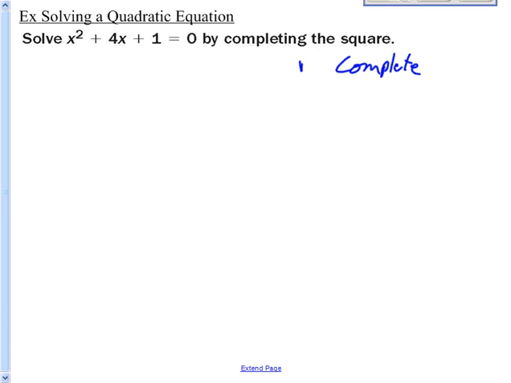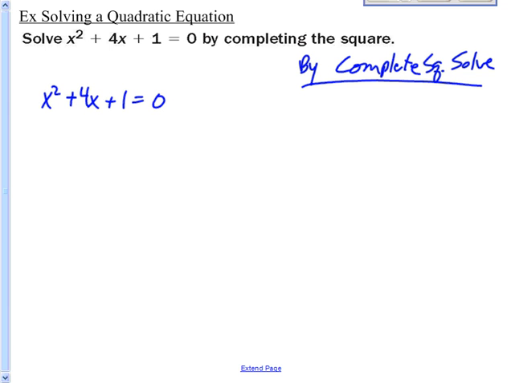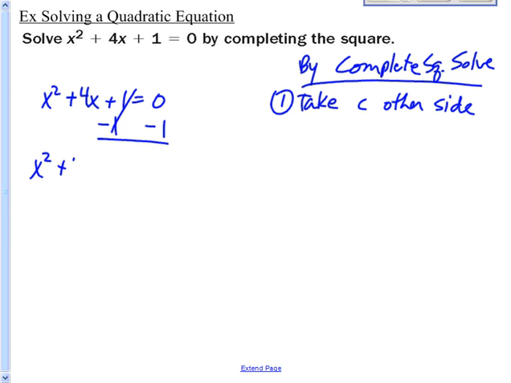Okay, so by completing the square, we're going to solve this thing. The first thing we do, step one, is we take the c to the other side, since this thing doesn't factor. So we just forget about this for a minute. And this is, by the way, as long as your a value is 1. If the a value is not 1, you got to force it to be 1. We'll do an example like that in just a second. So x squared plus 4x equals negative 1.